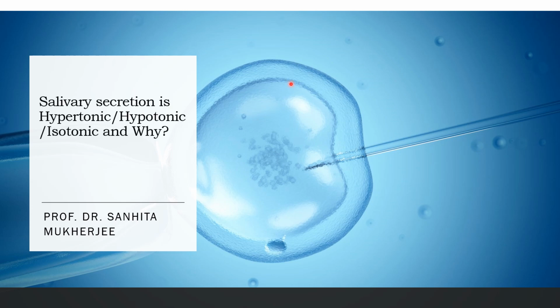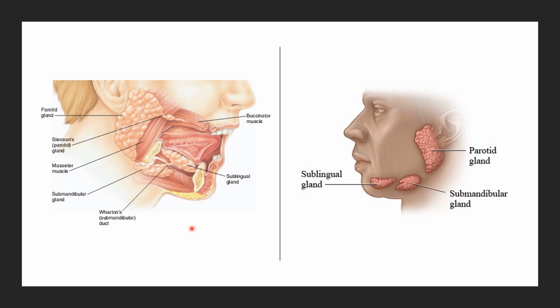Today we will discuss whether salivary secretion is hypertonic, hypotonic or isotonic, and why. Saliva is produced by three pairs of salivary glands: the parotid glands, submandibular glands and the sublingual glands.